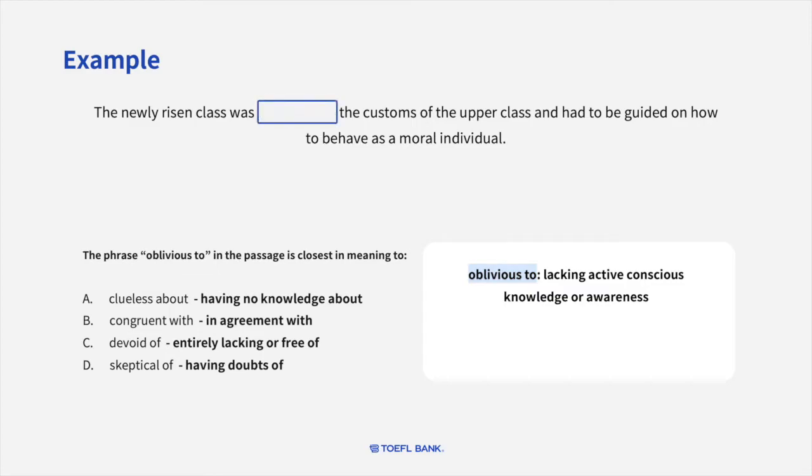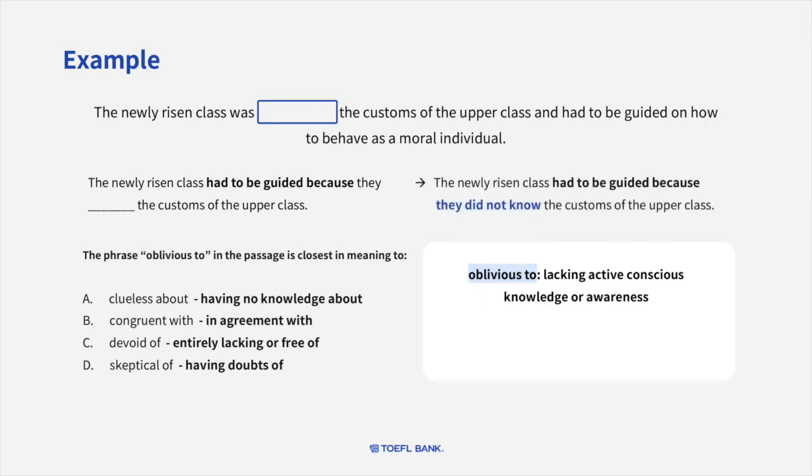The sentence that contains the phrase in bold reads, the newly risen class was blank the customs of the upper class, and had to be guided on how to behave as a moral individual. The newly risen class had to be guided on something because they blank the customs of the upper class. At this point, you can make a smart guess that the newly risen class had to be guided because they did not know the customs of the upper class. Now you'd have to select an answer choice that is closest in meaning to not knowing something, which would be A, clueless about.